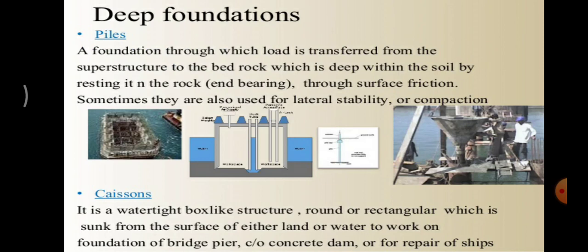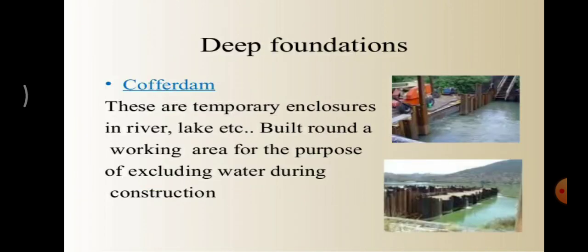Caisson. It is a watertight box-like structure, round or rectangular, which is sunk from the surface of either land or water to work on the foundation of a bridge pier, concrete dam, or the repair of ships. Deep foundation, the cofferdam. These are temporary enclosures in rivers, lakes, etc., built around a working area for the purpose of excluding water during construction.